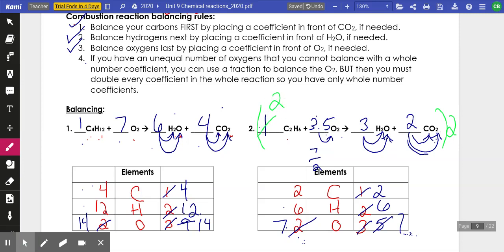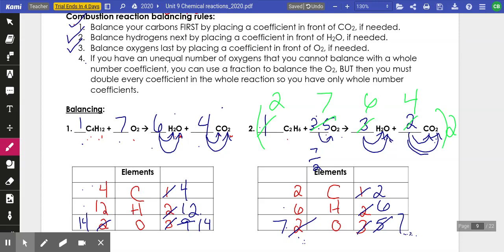So now my coefficient in front of the C2H6 is not 1, it's actually 2. My coefficient in front of the O2 is not 3.5, it's actually 7. My coefficient in front of H2O is 6, and my coefficient in front of CO2 is 4. So the correct coefficients for this chemical reaction are 2, 7, 6, and 4.